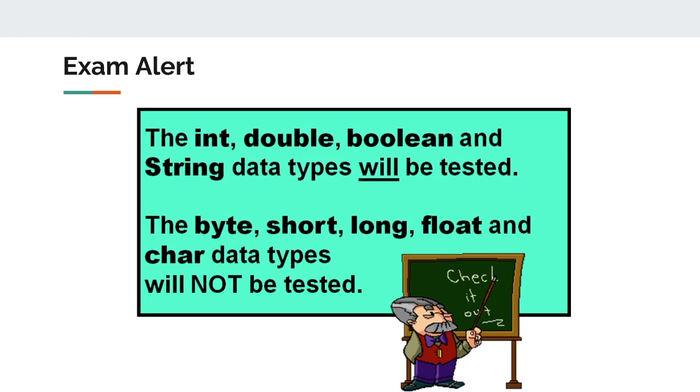Okay. The data types that you're expected to know come AP exam are the int, double, boolean, and String data types. We will not test you on the AP exam for byte, short, long, float, or char. It's not bad to know them. It doesn't mean you can't use them in, say, your free response section, but they will definitely not be tested on the multiple choice section.